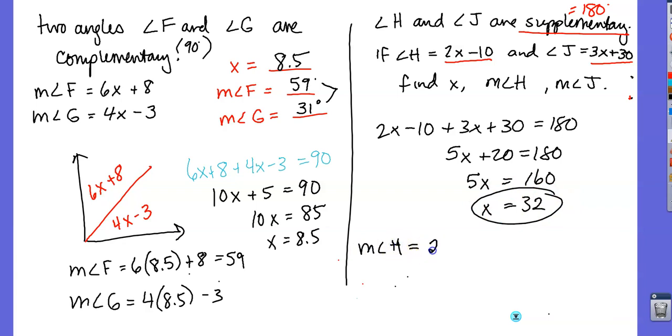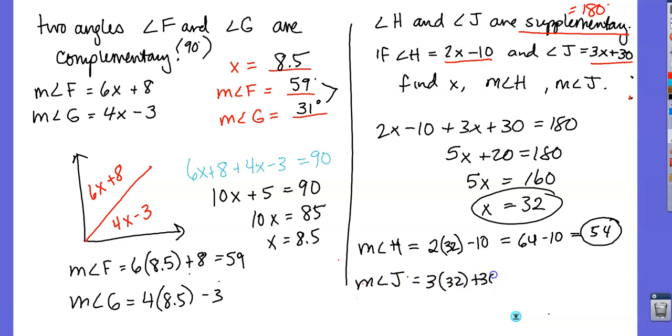So there's x, but then don't forget, they want the measure of angle H, so you should show that. So I'm going to get H by doing 2 times 32 minus 10. So that gives me 64 minus 10, or 54. And then J, which is 3 times 32 plus 30, so I'm just plugging in the x. So I get 96 plus 30, which is 126. So make sure you label what you're solving for. Just to double check, I could add these two together and make sure that I do get 180, and I do. If you got something different, then maybe something went wrong along the way.